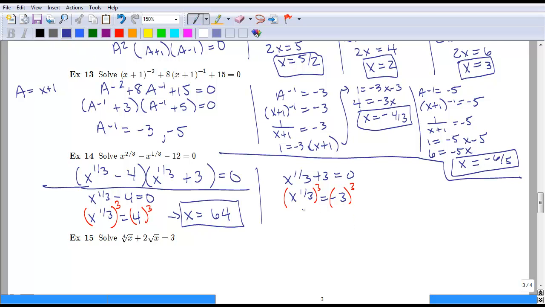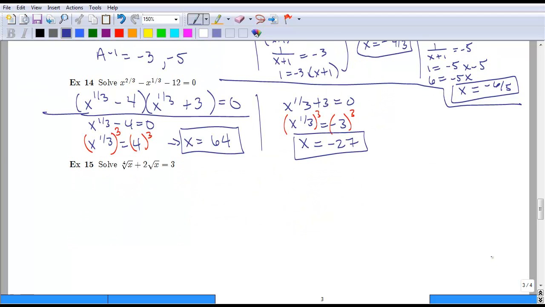So in this case, we end up with x being -27. If you remember from the previous section, whenever we need to raise things to a power, it is possible that we've introduced an extraneous solution. So we want to go back through and check both of these just to make sure.